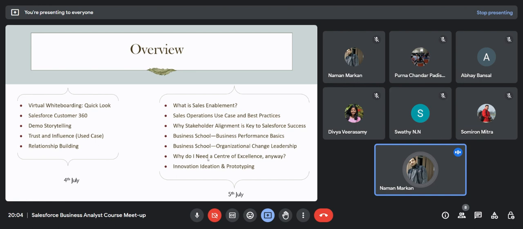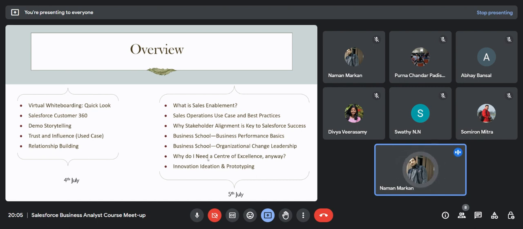And then we looked into Customer 360, where we ensured that all the tools are related to the customers. Then we talked about storytelling and techniques related to influence. Based on that trust and influencing, we also talked about relationship building. Then we moved to the sales part, where we talked about the sales involved in the business analyst's day-to-day work, and the best practices related to sales.